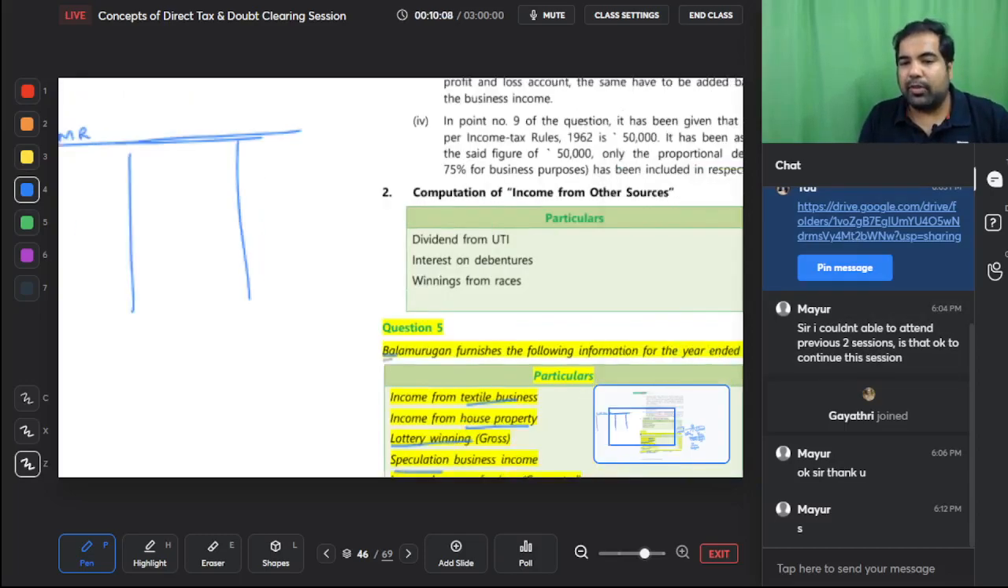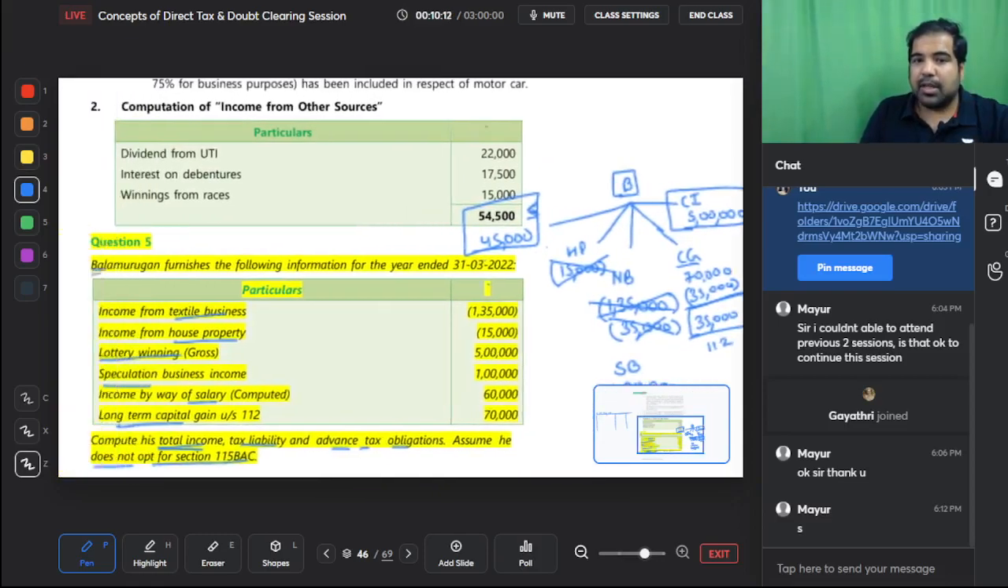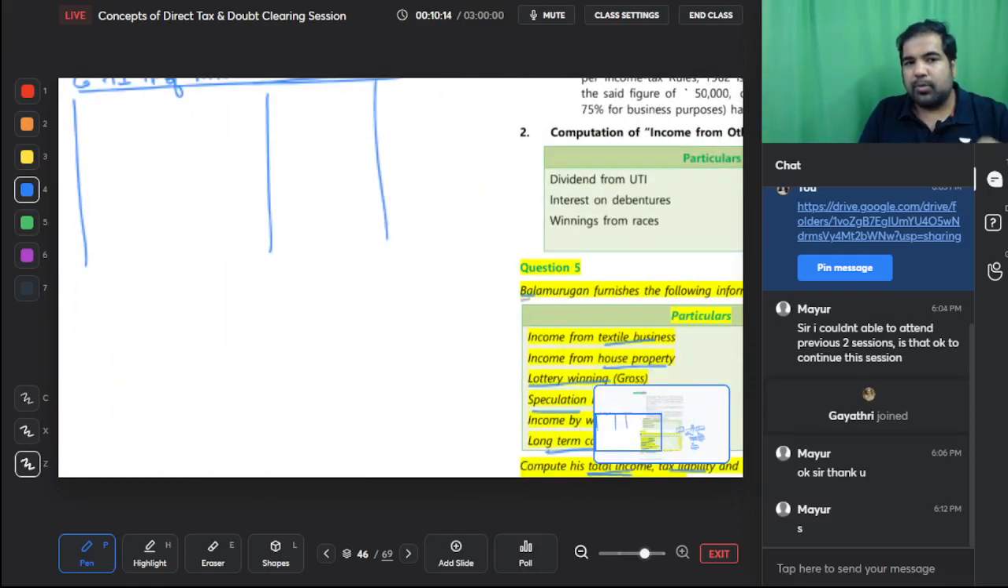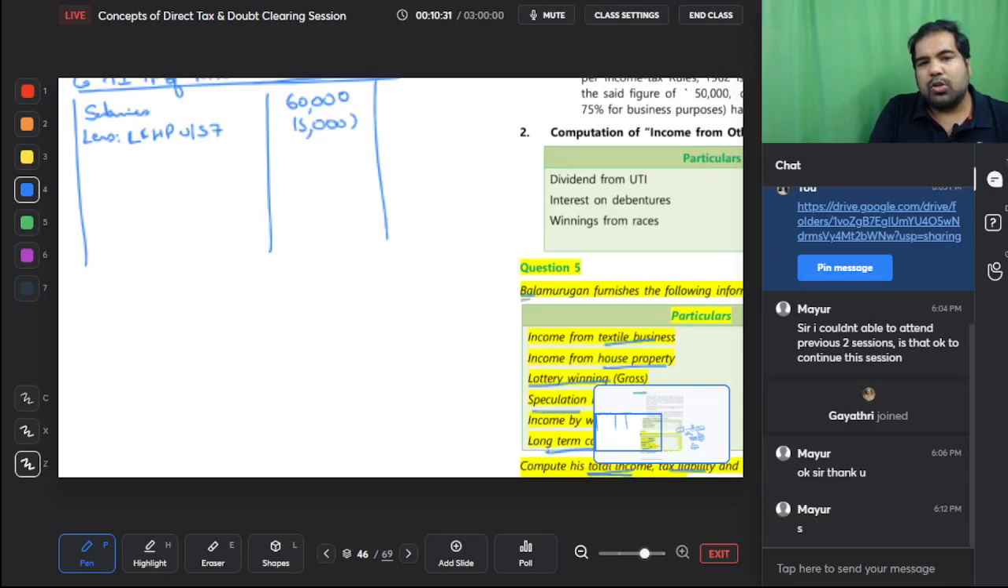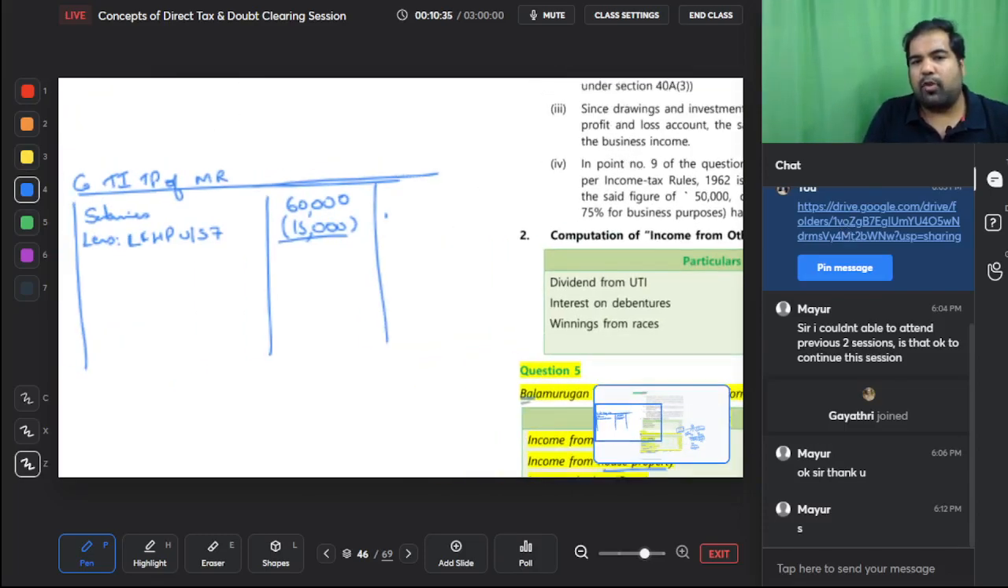And whatever you see, when we did this diagram, we started off with losses. But when you actually do this, you will start off with income. So you will write salaries. You will put 60,000 in the inner column because I know I have to adjust something, and you will write less loss from house property under section 71, 15,000, you minus, and whatever you put in a box will go in the outer column. So 45,000 goes in the outer column.